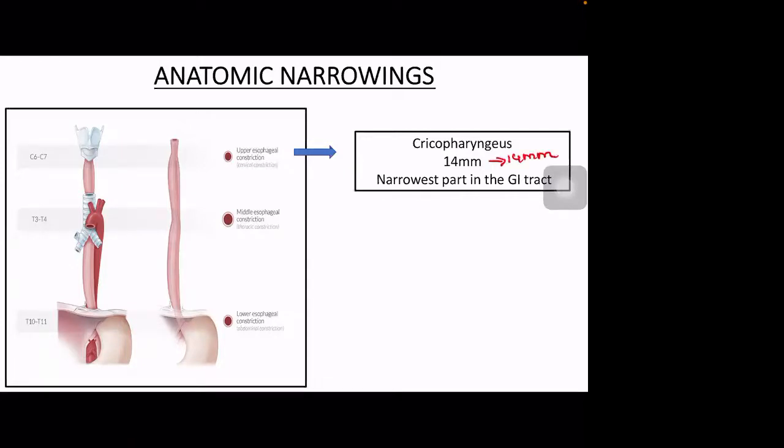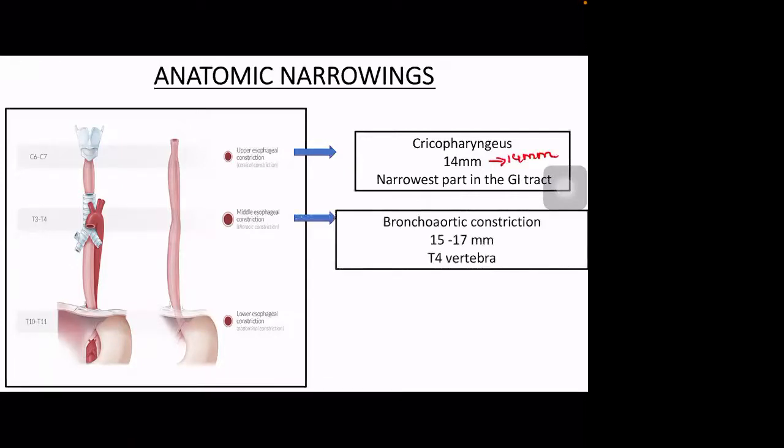Next, the narrowing comes at the bronchoaortic area, where the esophagus is crossed by the left mainstem bronchus and the arch of the aorta. The diameter here is around 15 to 17 mm, and it roughly corresponds to the T4 vertebral level. Remember this, because these are the exact landmarks given in Sabiston, so they might twist and ask this kind of question.